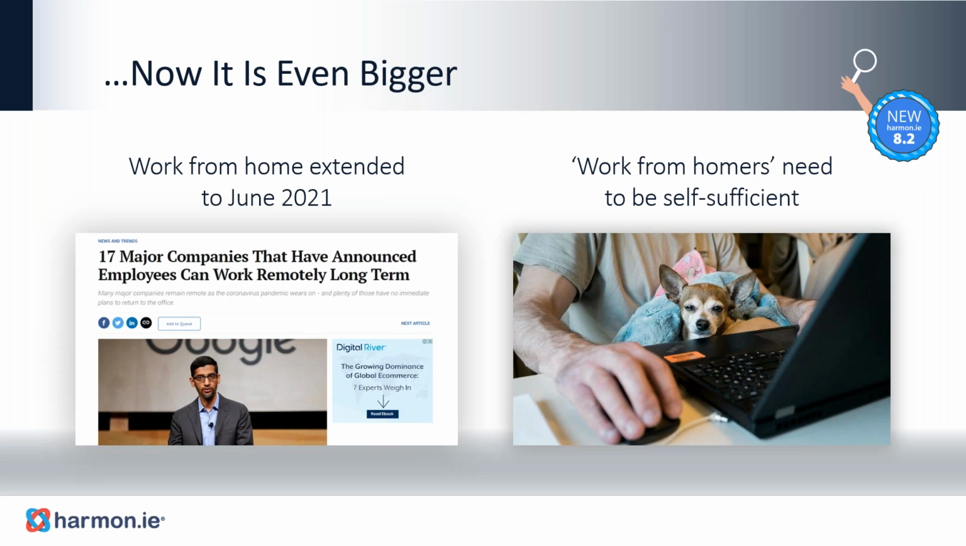Now, the problem with finding information is even bigger than it was maybe 6 months ago, because people are working from home more than we expected they would be. A lot of companies have announced, there's an article here, 17 major companies announced employees can work remotely long-term, a few of them saying indefinitely. A few months ago this seemed to be a temporary problem. People would be back in the office, but as the search for a vaccine for the current COVID virus seems to be taking longer than expected, we can expect people to be at home longer.